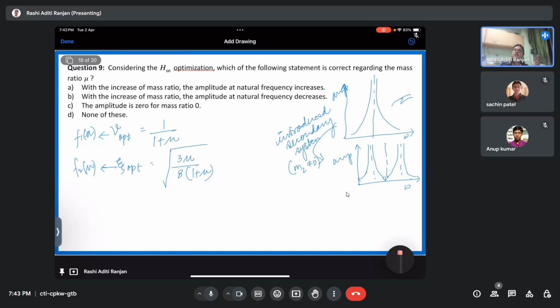Now it is saying, how would it change with mu? So for now, I assume that my M1 is constant and my M2 is changing. It is also saying the increase of mass ratio. So my mu is increasing, correct? So I can say that my M2 is increasing. Now, if I talk about the optimal tuning ratio, if my mu increases, since mu is in the denominator, my denominator term increases, due to which the optimal value of my tuning ratio decreases, correct? As mu increases, the optimal value of this tuning ratio decreases.